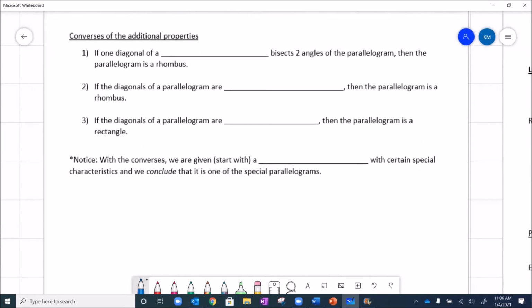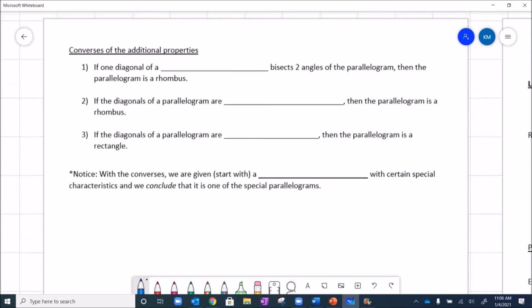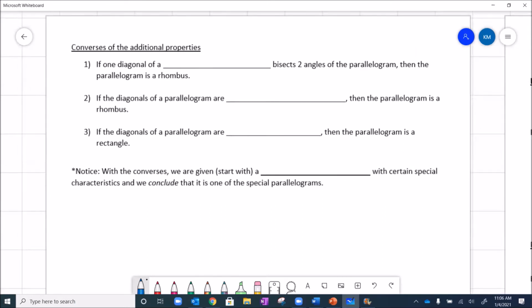So looking at the converses. Instead of splitting this into two different lessons like we did with angles with parallelograms, we can just look at the converses straight up and say, all right, if one diagonal of a parallelogram bisects two angles of the parallelogram, then the parallelogram is a rhombus. We're using the converse instead of saying if it's a rhombus, then the diagonal bisects two angles of the parallelogram. We're saying the opposite, the converse of it. And that's what we're doing with these other two as well.